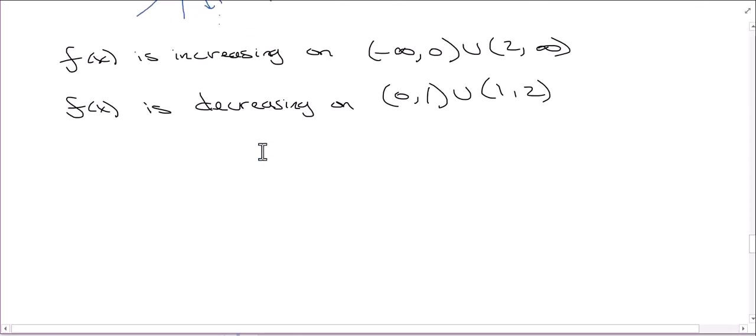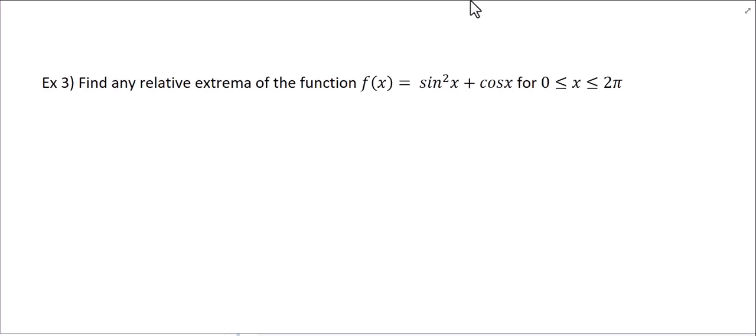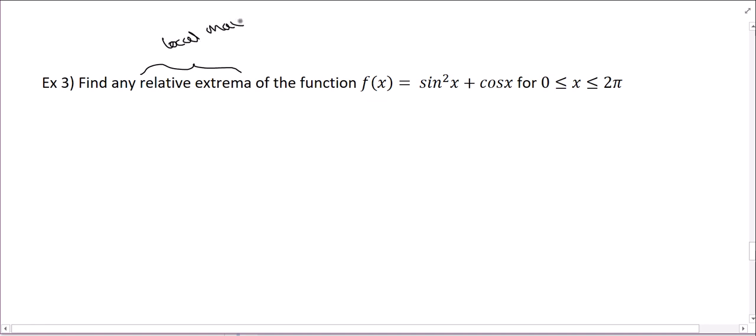All right, let's try our next example. Find any relative extrema of this function. Relative extrema is the same thing as saying local max or local min. So when you see that, it means find the local max and local min. To find local max and local min, or intervals of increasing and decreasing, we have to find critical numbers. So let's find the derivative f prime of x and set it equal to 0.